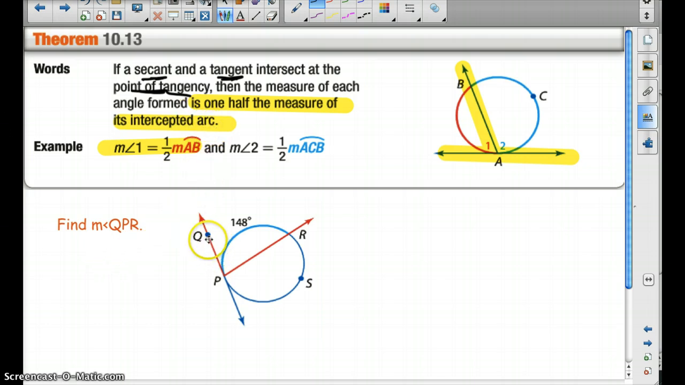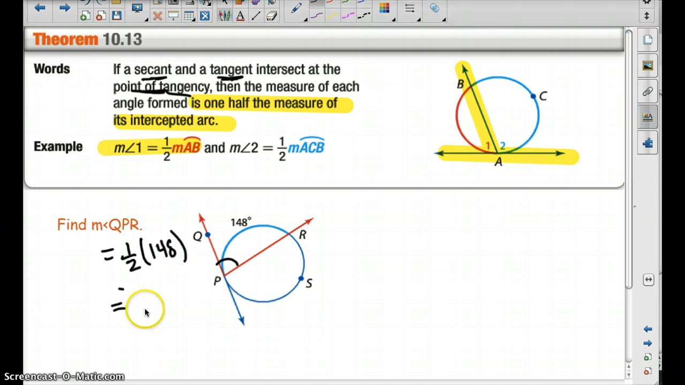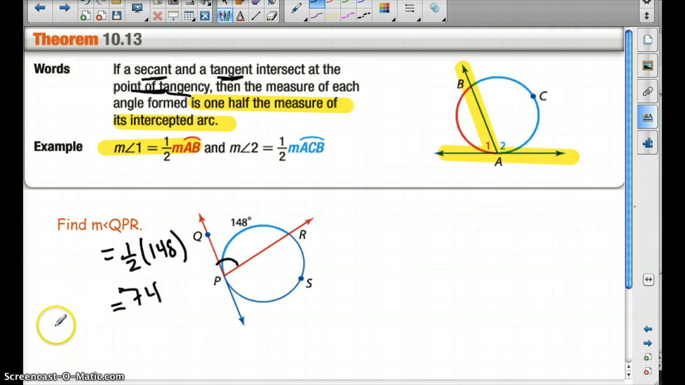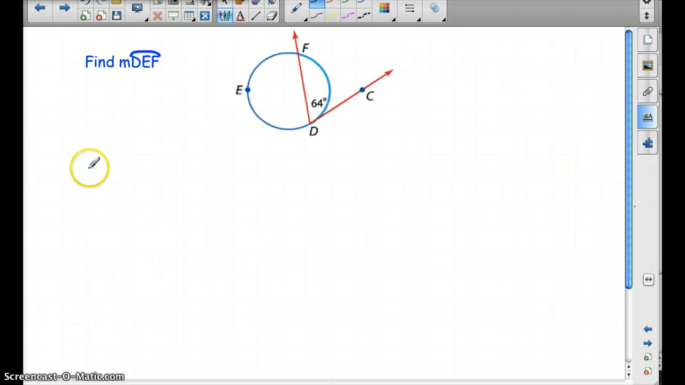If we want to find QPR, we want to find this angle right here. We're going to take, this will be 1/2 of 148. And 1/2 of 148 is going to be 74. So the measure of angle QPR equals 74. So nothing new here.